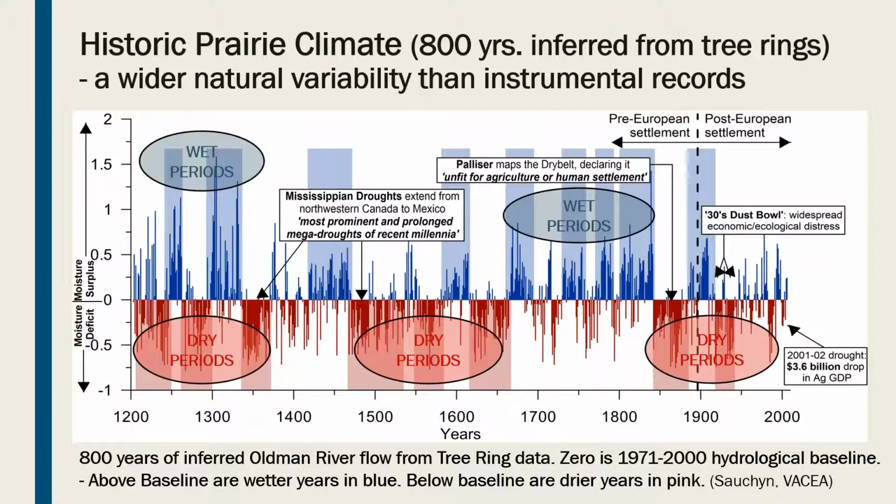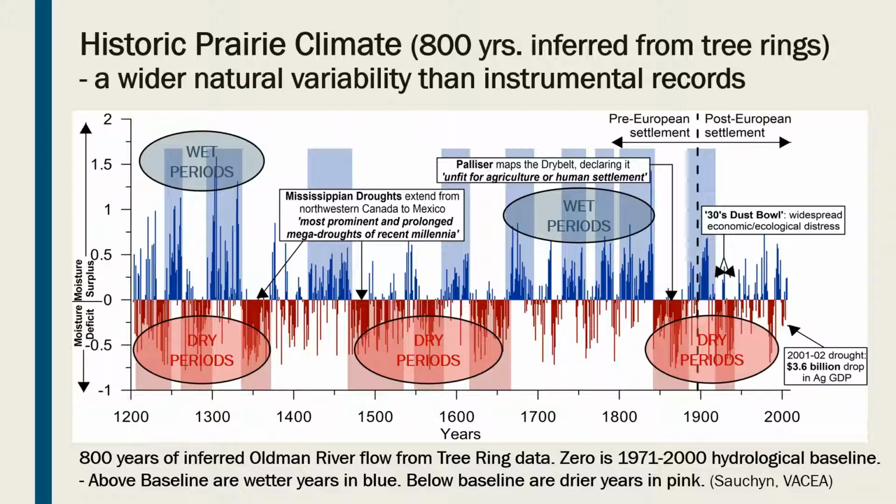Dr. David Sauchyn from the University of Regina has inferred 800 years of historic climate data from the Oldman River in Alberta. The zero baseline in this graph depicts the standard 30-year hydrologic record used by hydrologists, 1971 to 2000. Wetter years are plotted above the baseline, drier years below. The data captures instrumentally recorded wet and dry years, as well as historically documented dry periods.